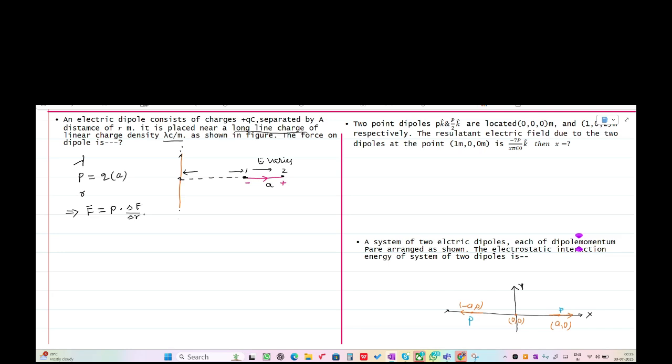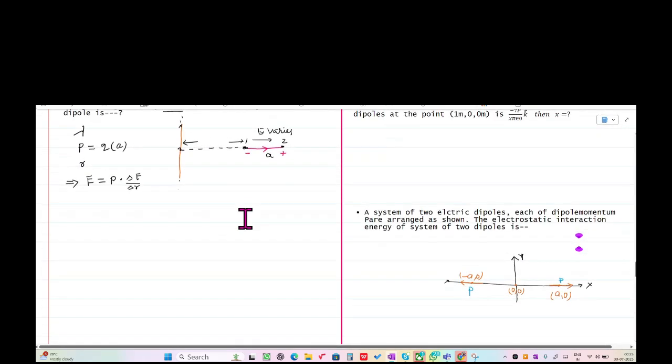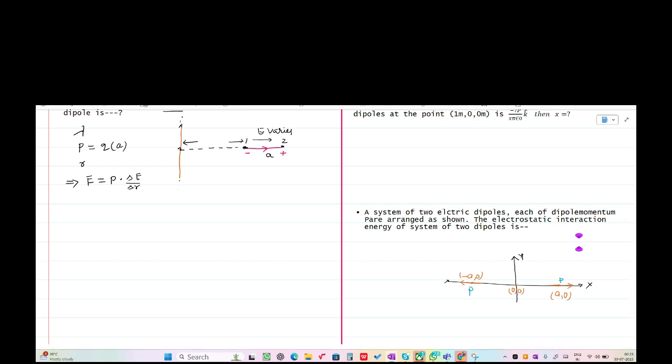dE by dr. This explanation, in the non-uniform electric field we study, the electric field gradient will come. There I forgot to explain. The force is equal to this, this is the answer.